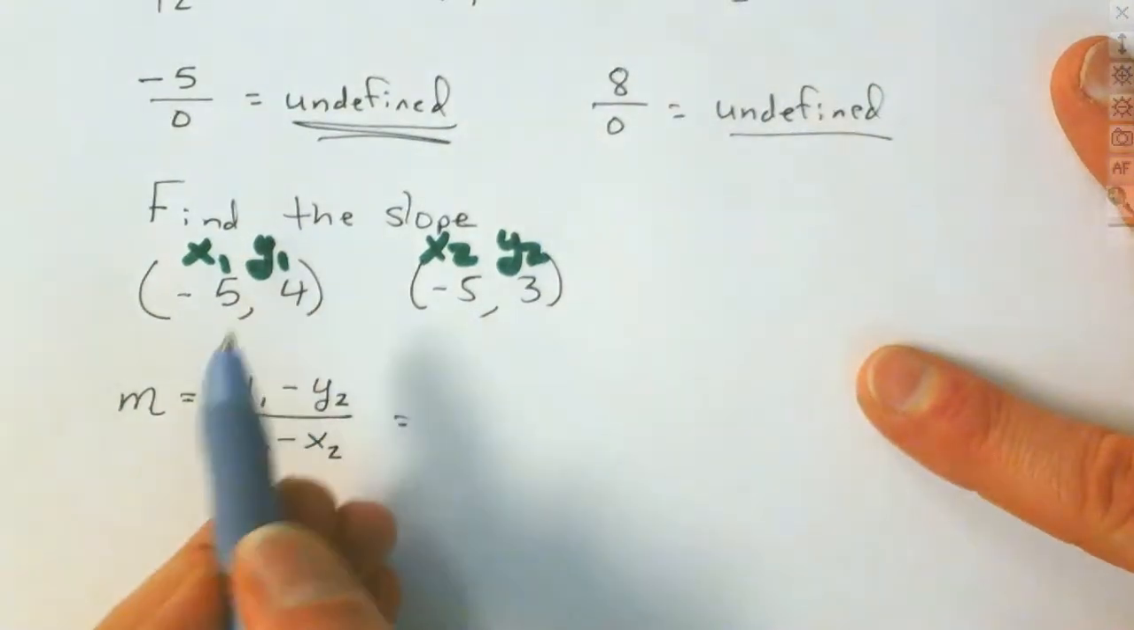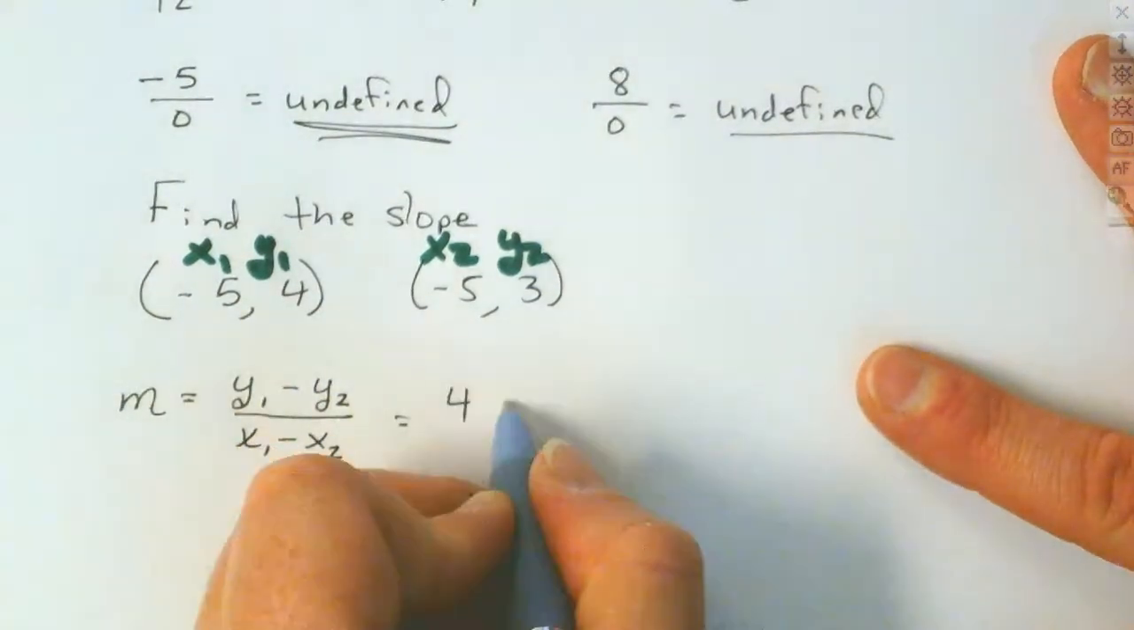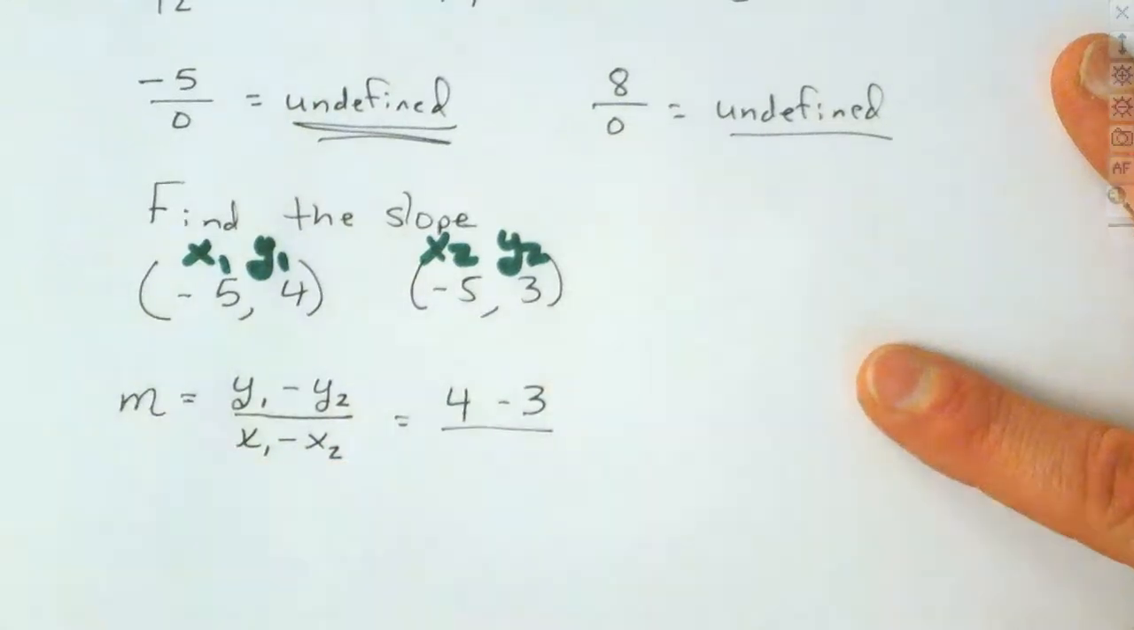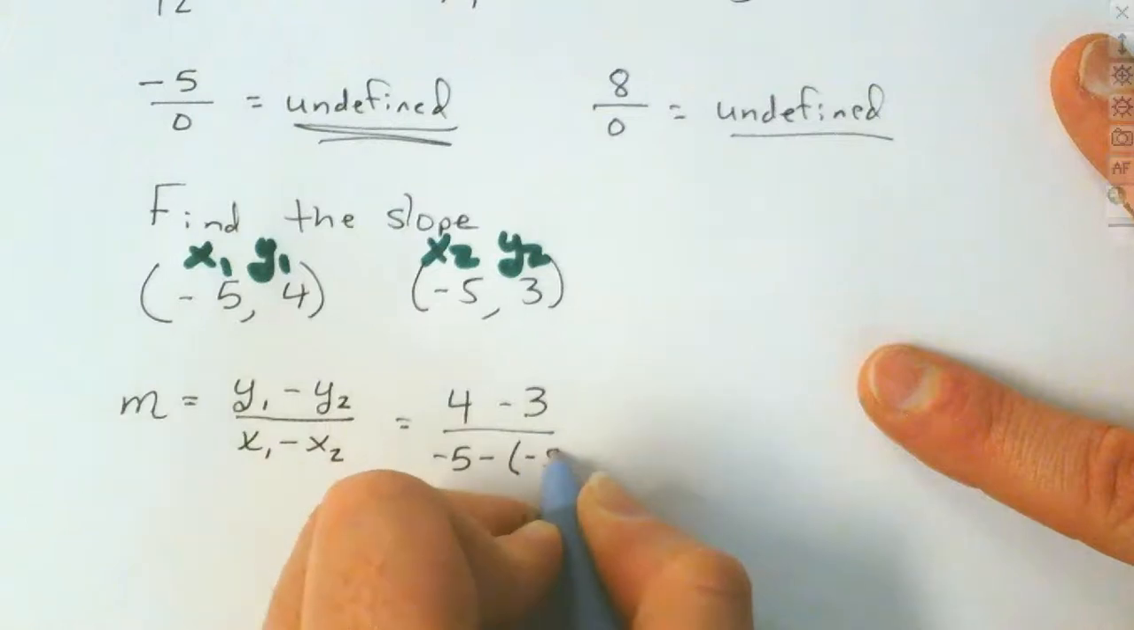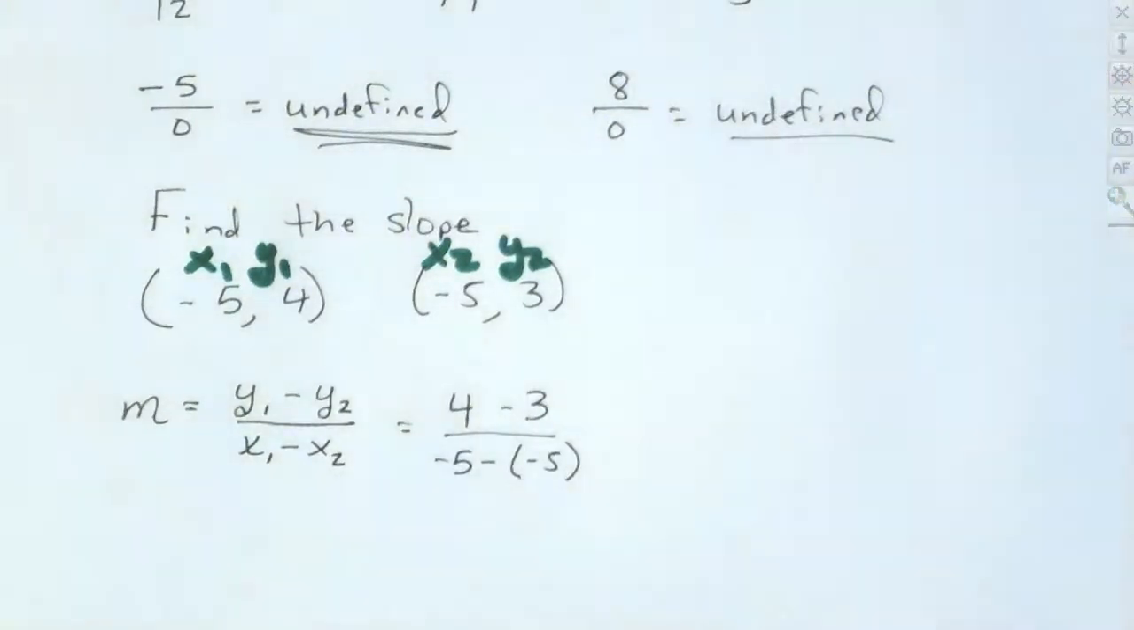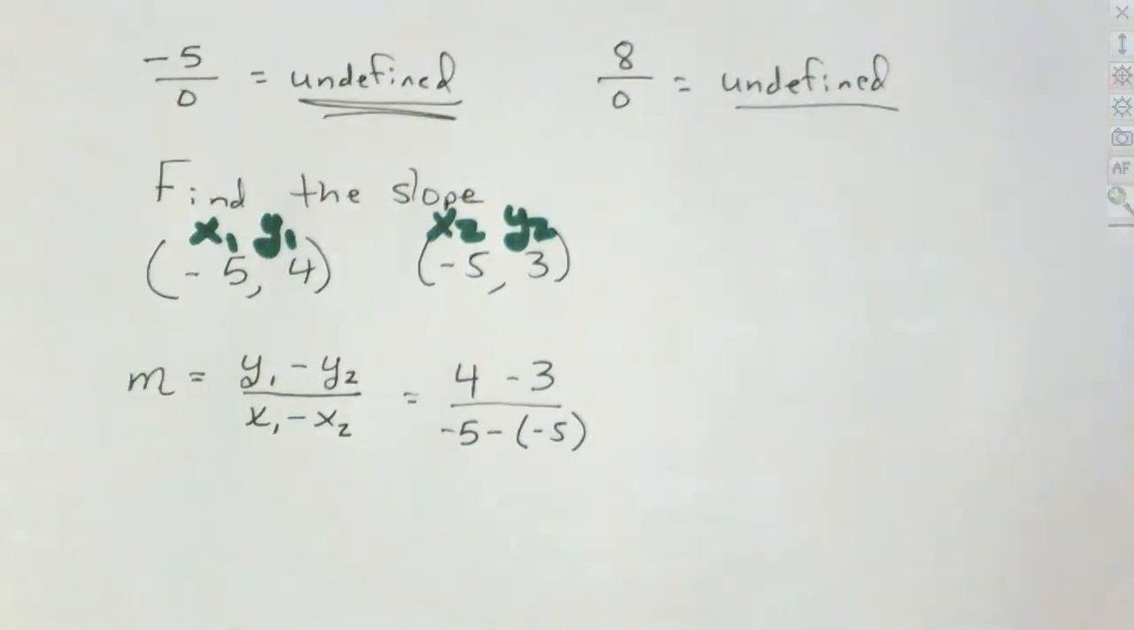So we've got 4 minus 3 over minus 5 minus a minus 5. Be very, very careful with the double negatives, because what do we know about the double negatives here? All right, double negatives are going to make this then what? Double negatives are going to make this now positive.